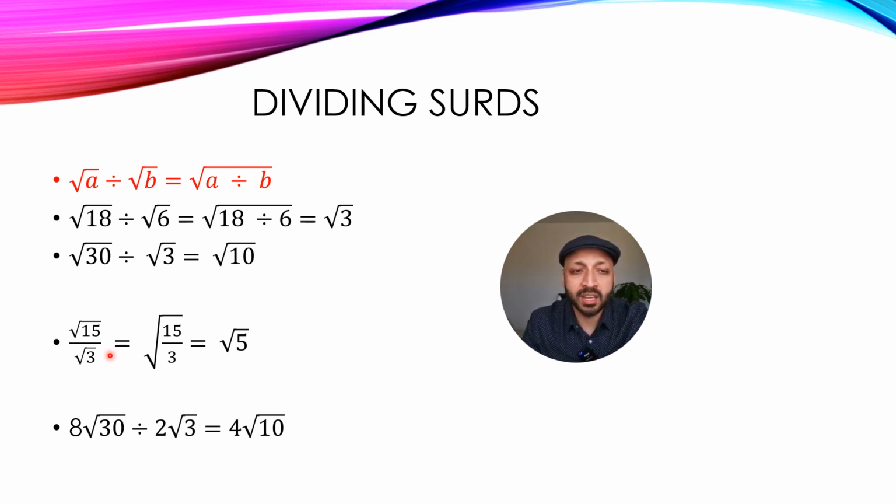Square root of 15 divided by square root of 3. You're just doing standard division: square root of 15 divided by 3. 15 divided by 3 is square root of 5.